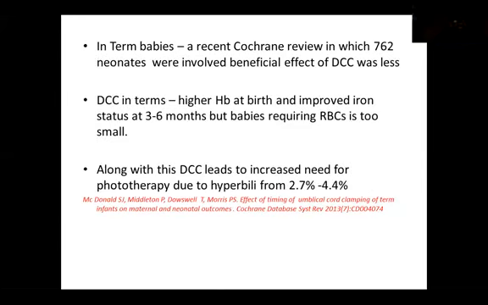In term babies, a recent Cochrane review was done in which 762 neonates were involved. Whether there were any good effects with delayed cord clamping was not proven. Higher hemoglobin will be there at birth, and there is improved iron status at 3 to 6 months of age. But the number of babies requiring RBCs is too small. That's why there is no need to do delayed cord clamping in term babies, but it should be done in preterm babies. There is also another effect: because of delayed cord clamping, there was an increase in phototherapy because of hyperbilirubinemia, which jumped from 2.7% to 4.4%.